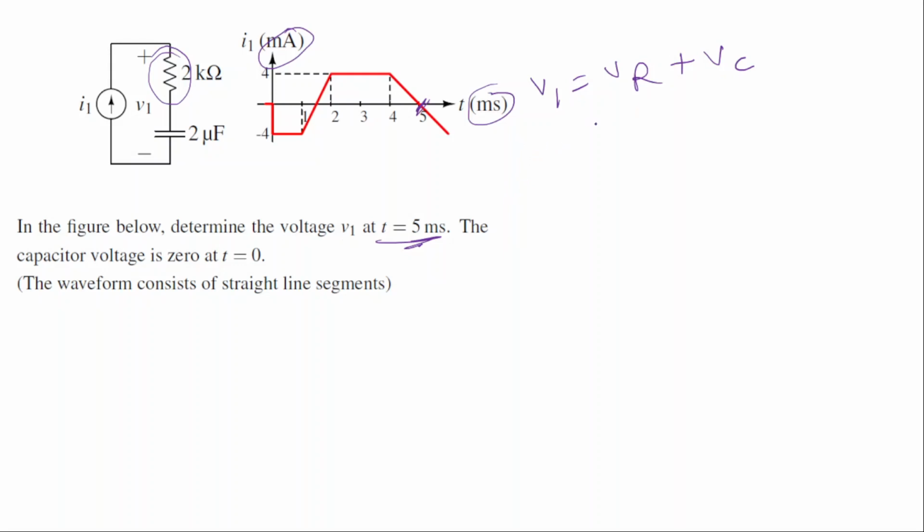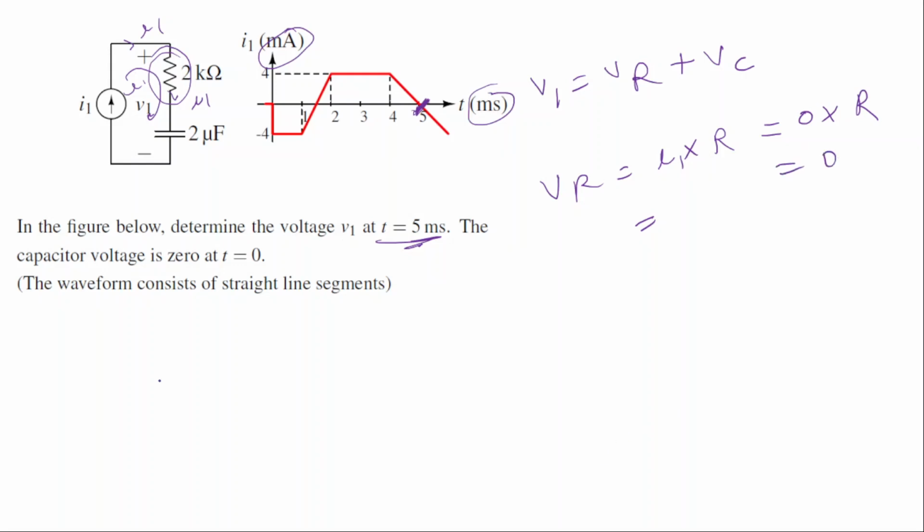Now let's see. V R will be equal to I times R, right? So let's see, I1. The current in this path will be the same I1, and here also it will be I1. So this same current will be flowing across this loop. As we can see, the current at t equals 5 millisecond is 0. So the voltage across this will be 0 multiplied by R, which is equal to 0.